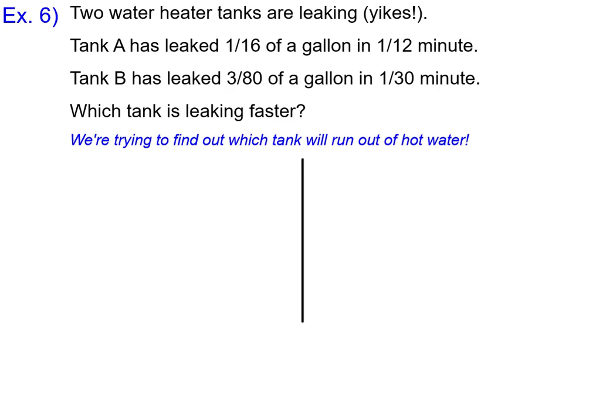So let's do one more problem here, which is pretty typical of how we use unit rates. We have 2 water heater tanks that are leaking. Tank A has leaked 1/16 of a gallon in 1/12 of a minute, and tank B has leaked 3/80 of a gallon in 1/30 of a minute. Which tank is leaking faster?